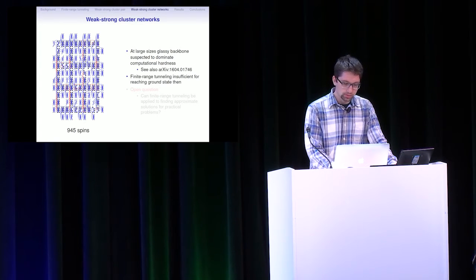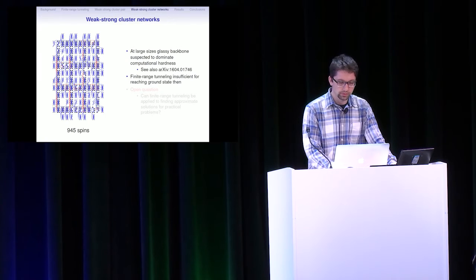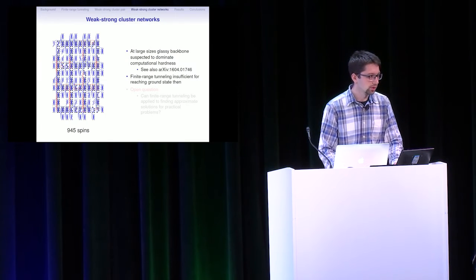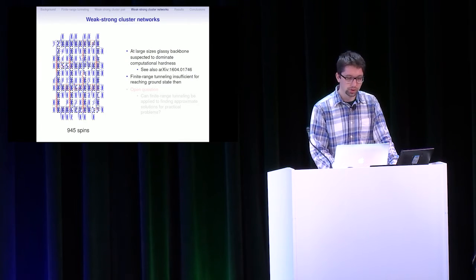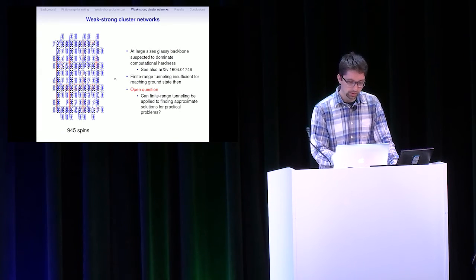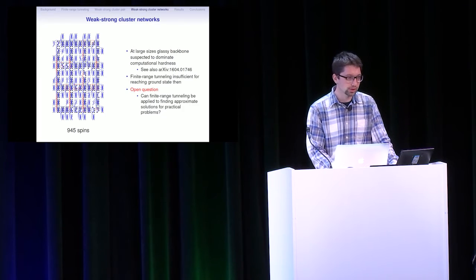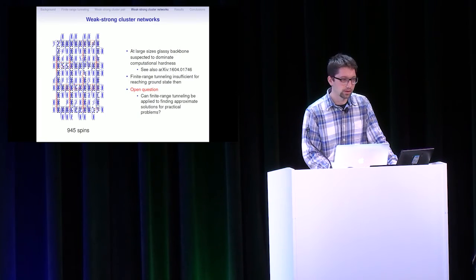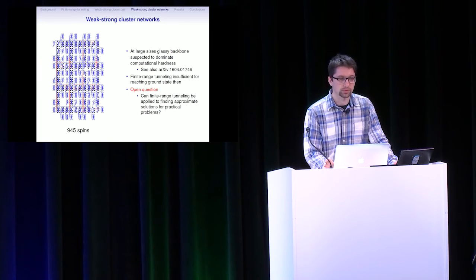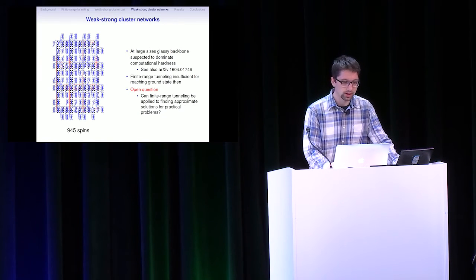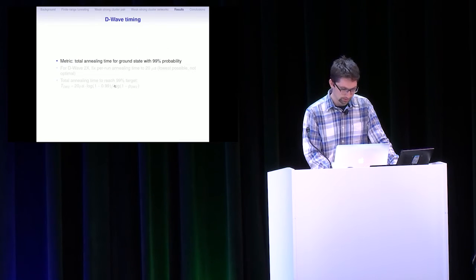So it's probably the case that finite range tunneling would be insufficient for reaching the ground state when the glassy backbone is dominating the computational hardness. And again, here I want to mention studying approximability in this case. So even though at some point we might not be able to reach the ground state, we're still interested in maybe finding good approximate solutions that can compete with classical approximation algorithms. So that's an open question for now, although we've started studying it, and other people have started studying this.